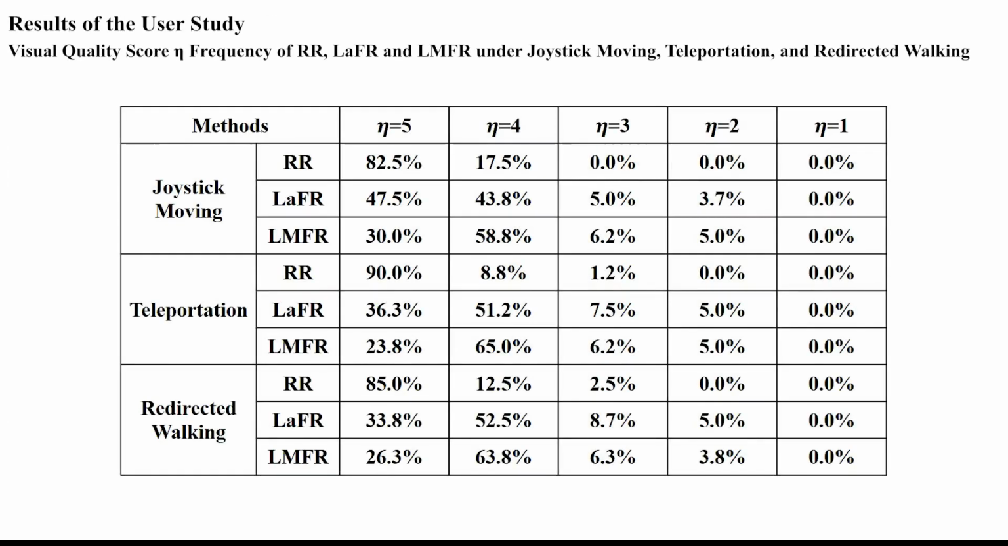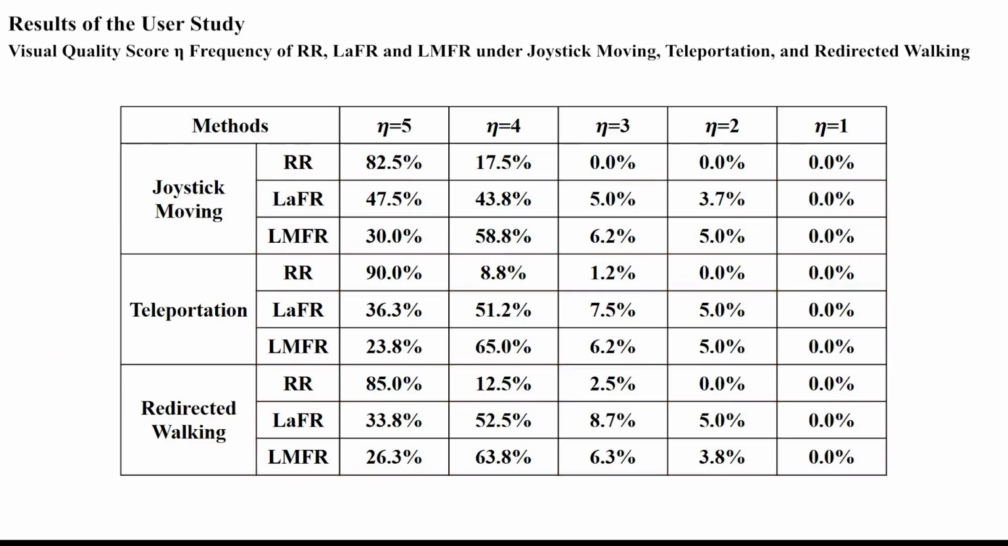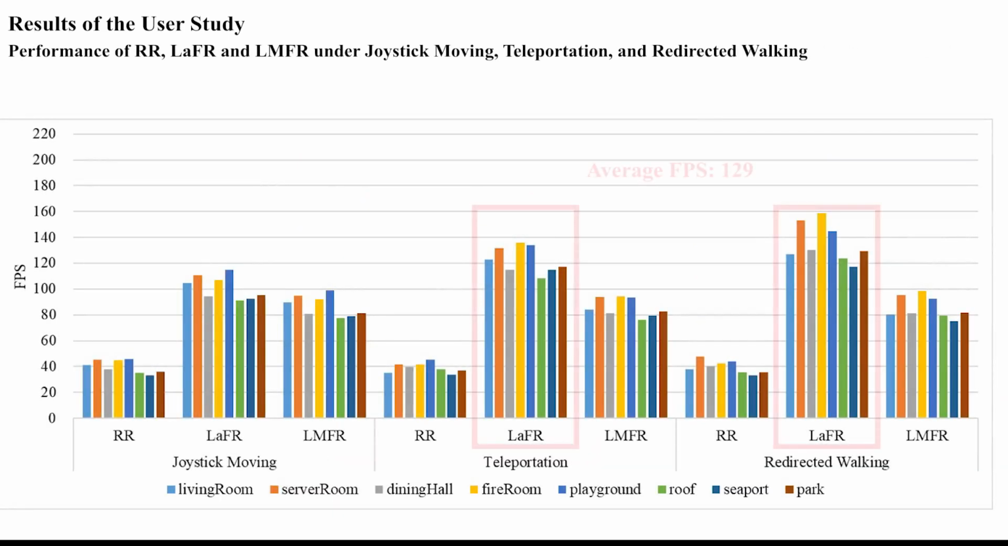We compare the perceptual visual quality among the full resolution rendering method RR, the locomotion-aware foveated rendering method LAFR, and the conventional foveated rendering method LMFR. For exploring scenes using 3 different locomotion methods, p-value and Cohen's d both show that the perceptual visual quality between LAFR and LMFR is similar under all locomotion methods. The probability of the score greater than or equal to 4.0 for RR, LAFR, and LMFR exceeds 85% under all locomotion methods. The average FPS of LAFR for all scenes is 129 under redirected walking and teleportation.